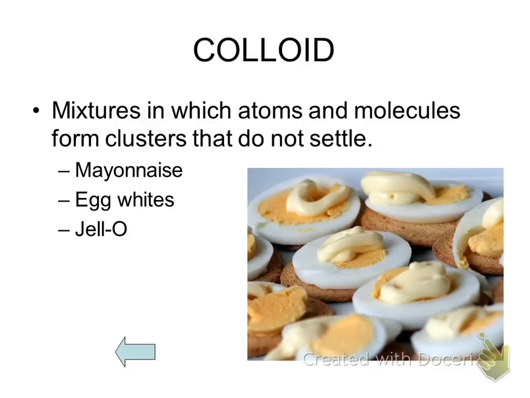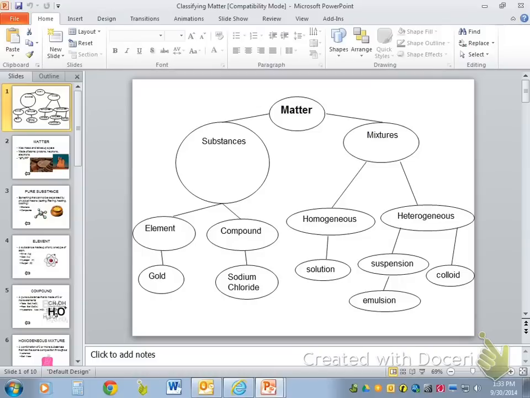So this is our basic breakdown of matter. Make sure that you understand the basic breakdown in terms of the left and right side. Substances on the left, mixtures on the right. Pure things are on the left. Things that are chemically combined are on the left. Things that are on the right-hand side are physically combined and can be easily separated physically.